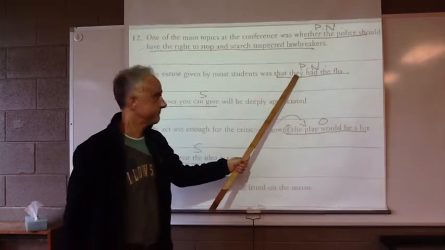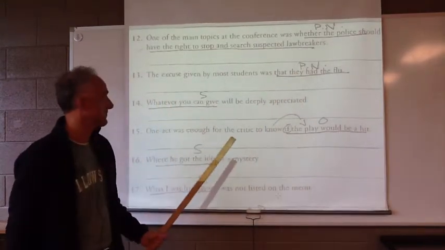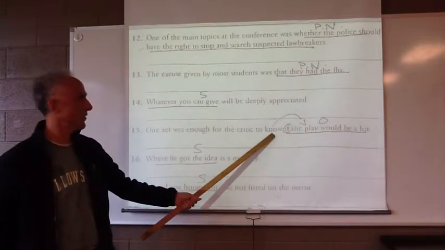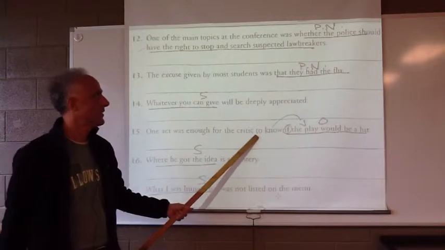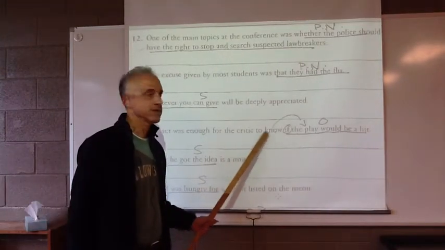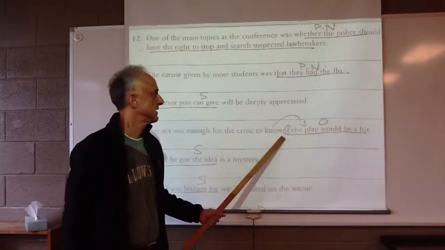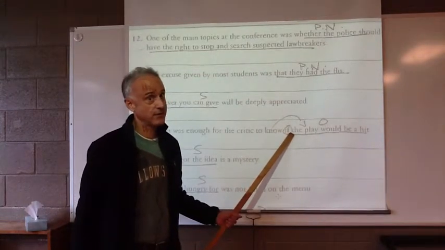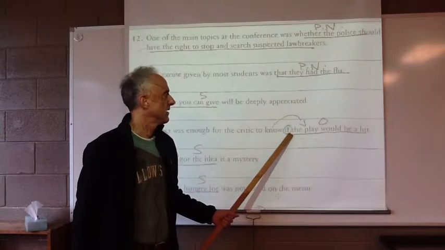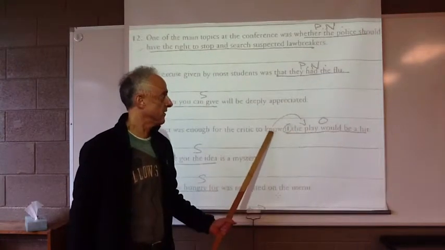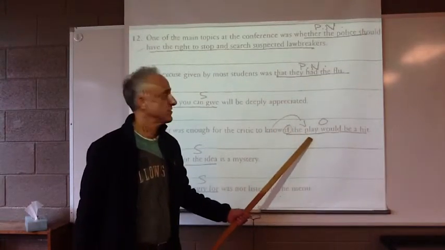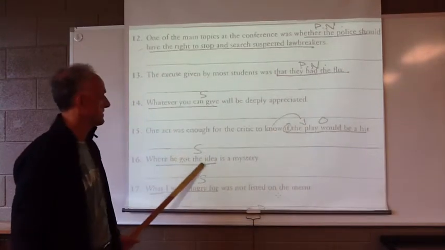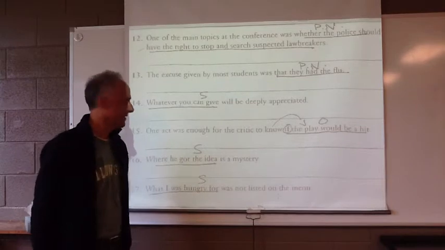Same thing here. Subject. This one's difficult because "one act was enough for the critic to know." "To know" is an infinitive. "To" plus a verb is an infinitive. This noun clause does not start with your normal word, but it's the thing that you know. So it's like the object of a preposition. It's the object of the infinitive. Subject, subject. So those are pretty easy.